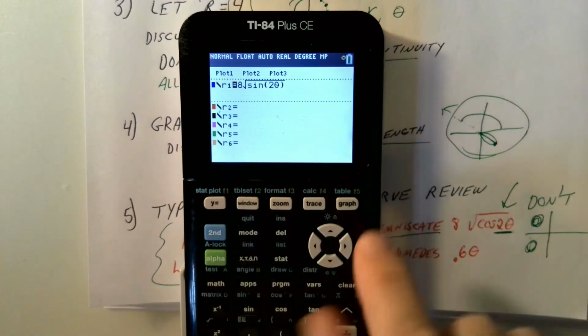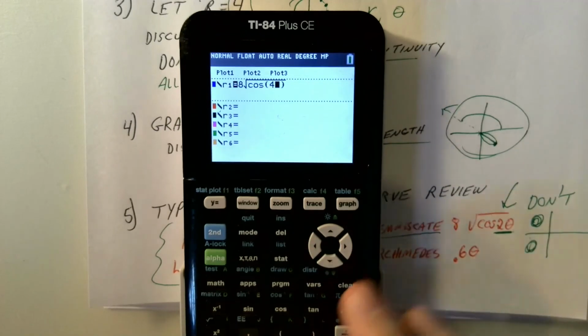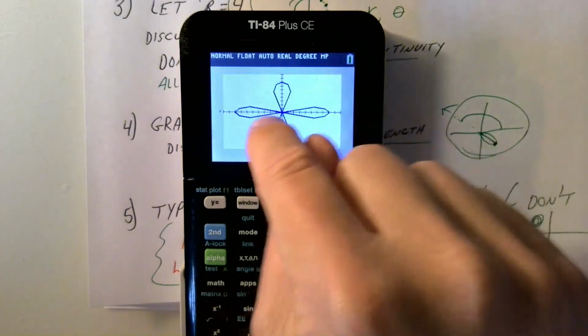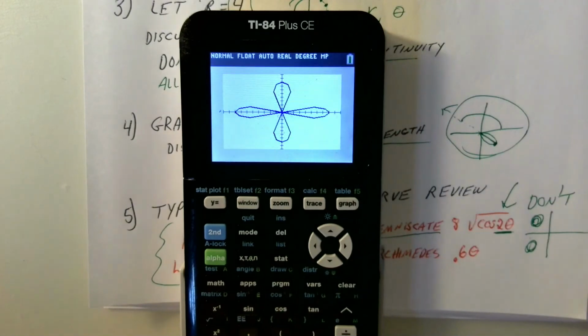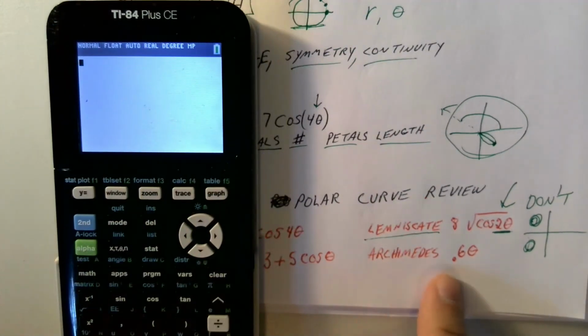If I went back and changed this to cosine and I made this a 4 theta and I hit graph, you can see that I show 4 of them. But if I trace around, you're going to actually find 4 other places that it's undefined at, or 4 other values for things. Okay, so last one, this is the one that I actually started with on this thing.